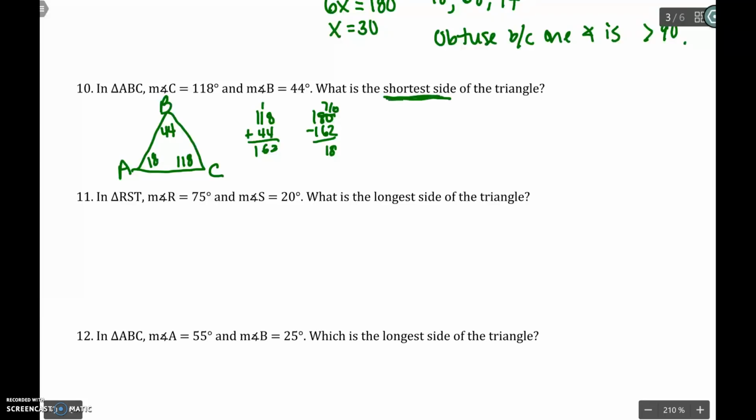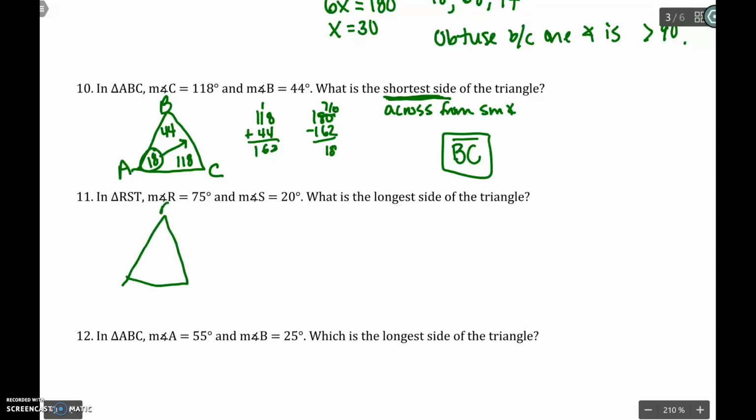So the shortest side is across from the smallest angle, which would be the 18. So across from the 18 is side BC, and that is your shortest side. Same idea on the next one. We have RST. R would be 75, S is 20. Those add to 95. And that would mean that the third angle would be 85.